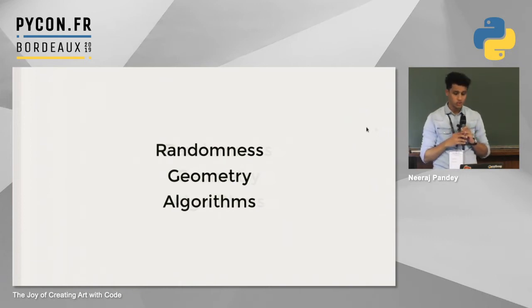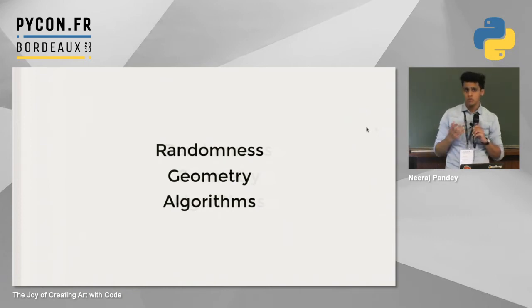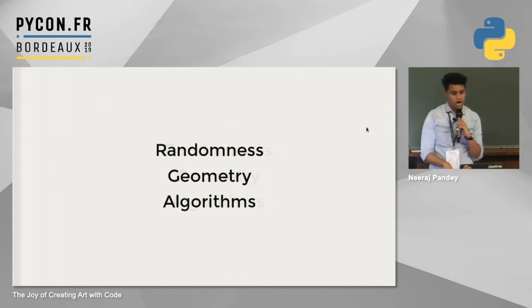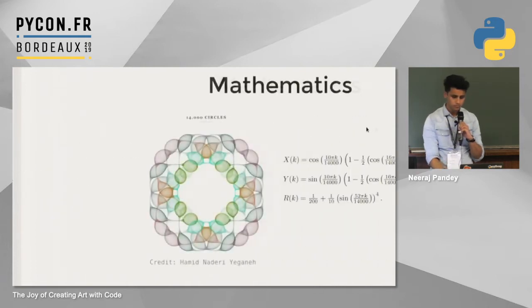The second thing is geometry. Most of the generative art uses geometry, linear algebra, and trigonometry. So we use mathematical concepts to create these beautiful and complex art forms. And the third thing is algorithms, and most of the designers and artists use these algorithms to create these awesome artworks. The example can be the Mandelbrot set, which is like a fractal art. So we're going to discuss all these features in the next few slides.